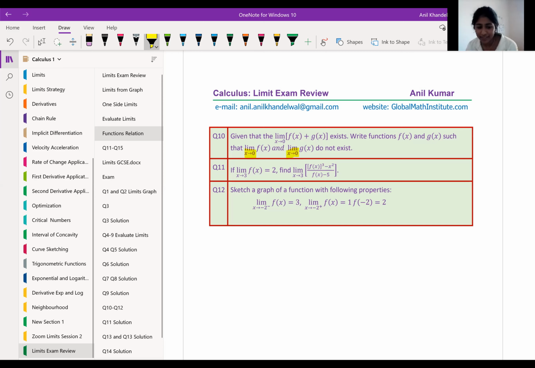Graph. I mean, that's all I got. I just plotted a point because it said f of minus 2 equals 2. So you got 1 point, and that's a filled in circle. Yeah. Other two, limit approaches 3 when you're approaching minus 2 from the left side.